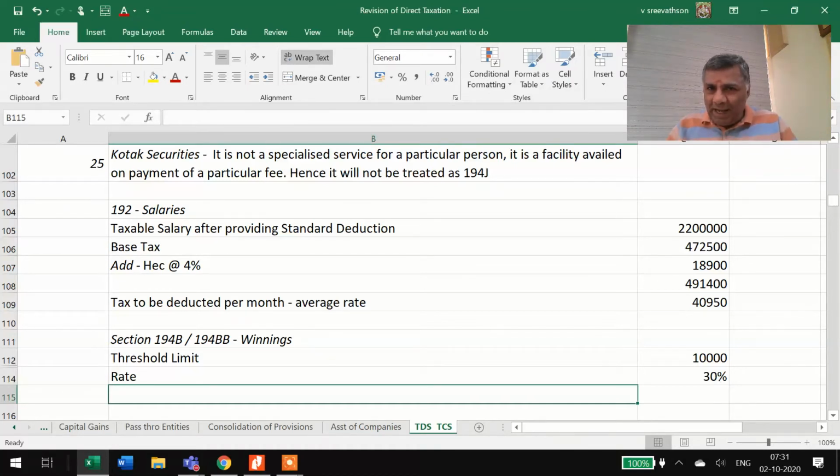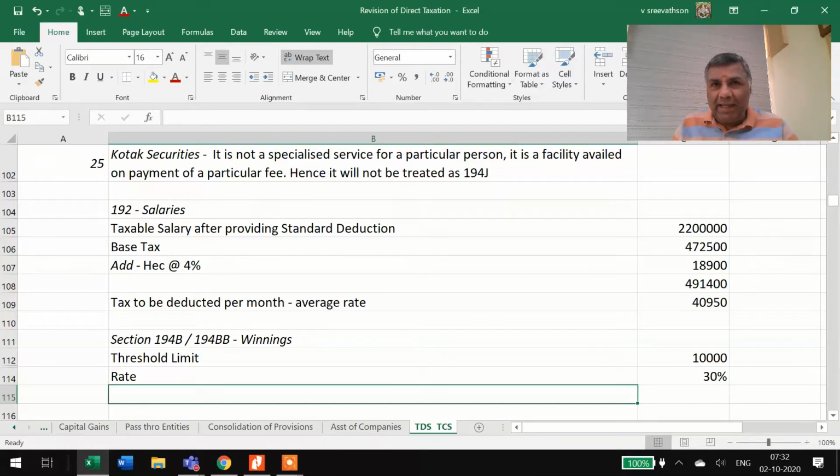Now I cannot reduce the 20,000 and take 80,000. While paying the winner, what I will do is 1 lakh minus 30,000, and I will pay 70,000 to the winner. There are no expenses and no loss adjustment. Whatever is the winnings money, on this the tax is payable.